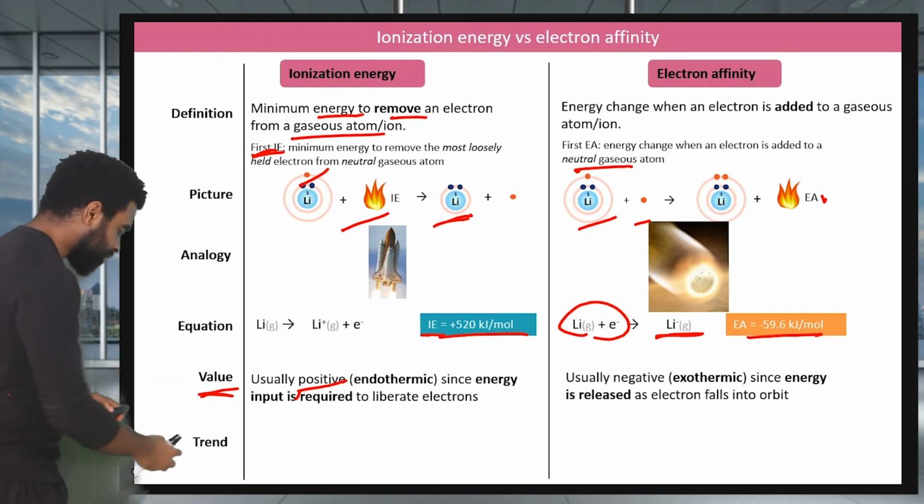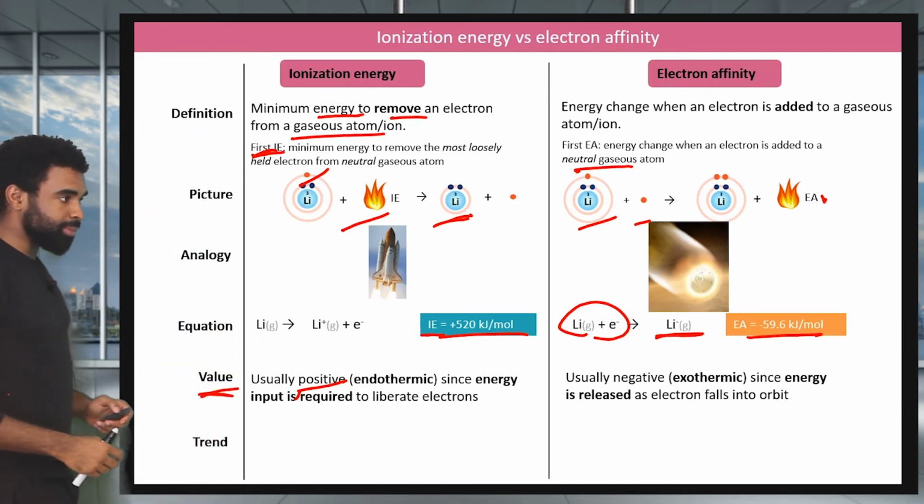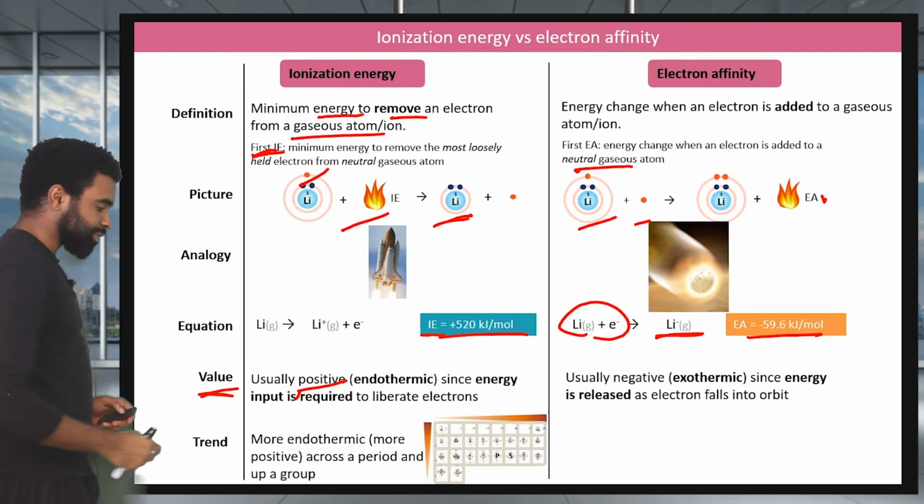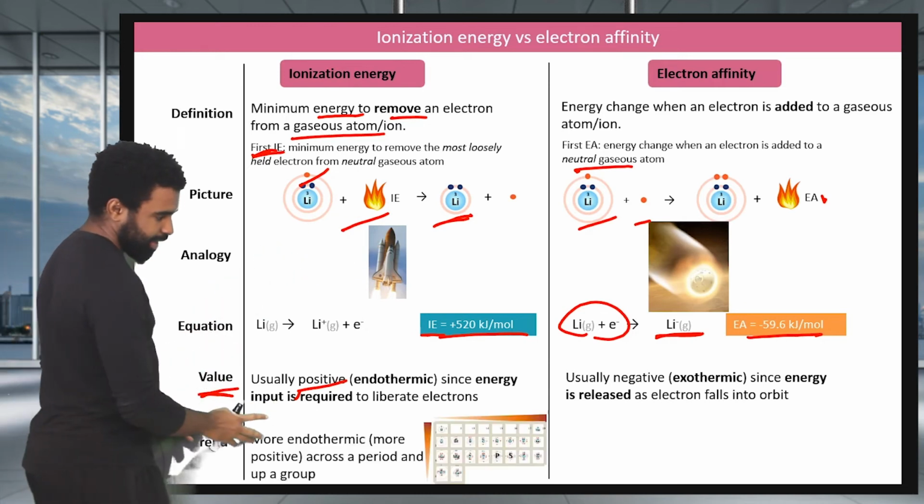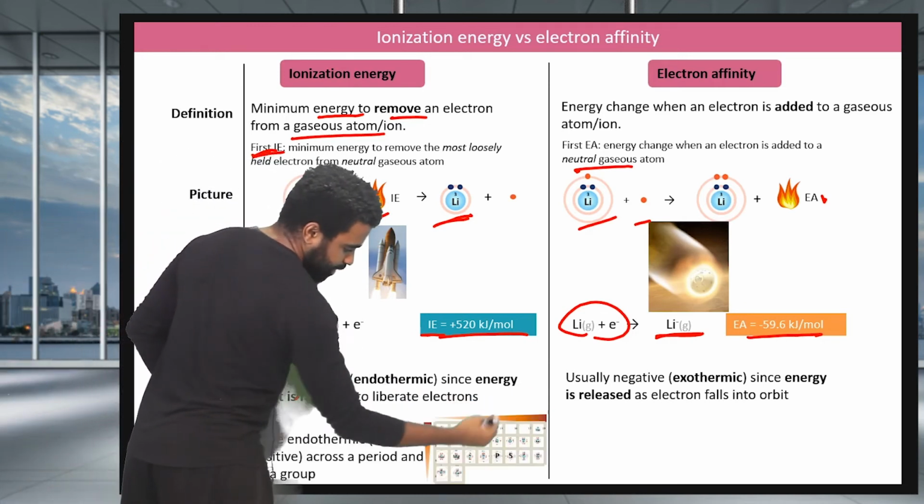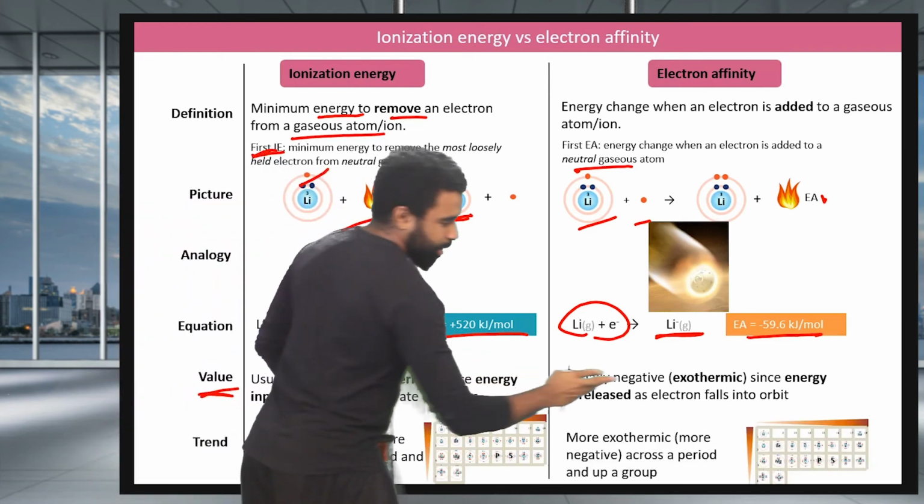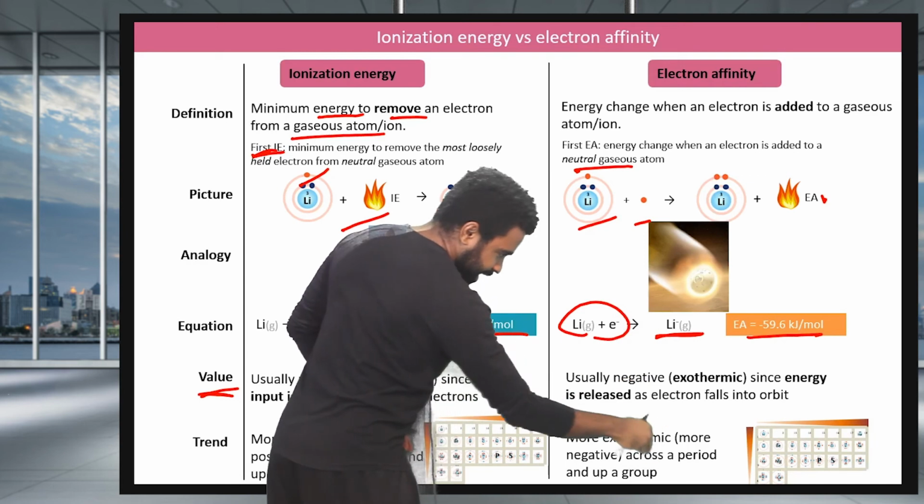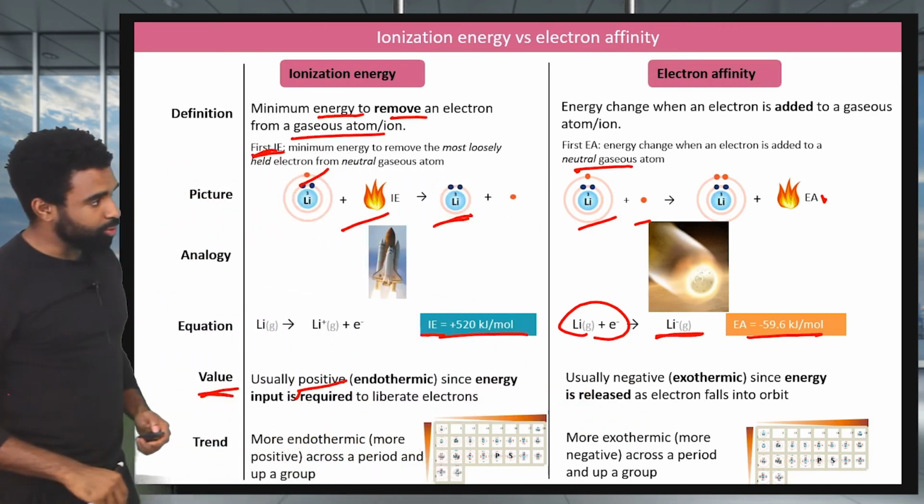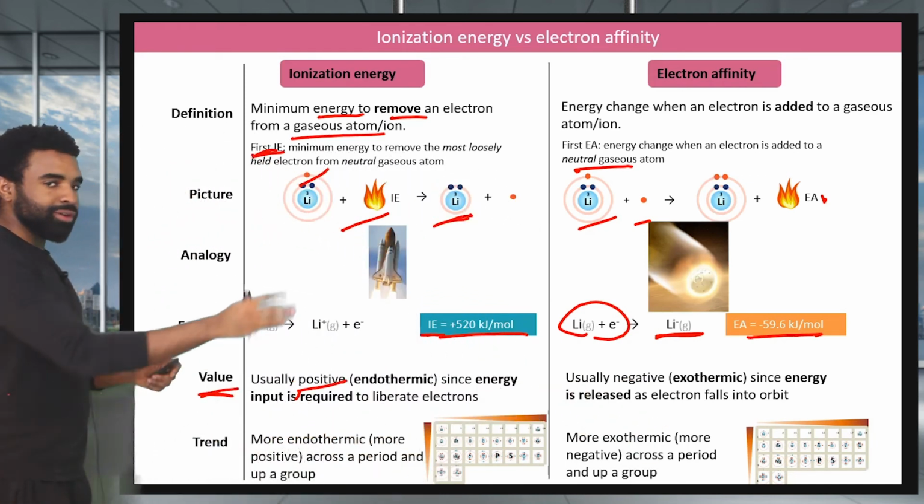Okay? And the trend looks kind of the same for both of them, even though that's a negative value and that's a positive value. Generally speaking, this gets more endothermic as we go across and less endothermic down a group. Similarly, that gets more exothermic across and less exothermic down a group.